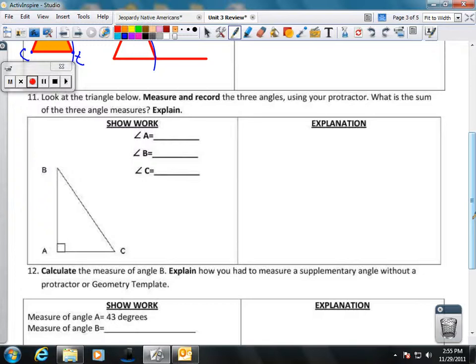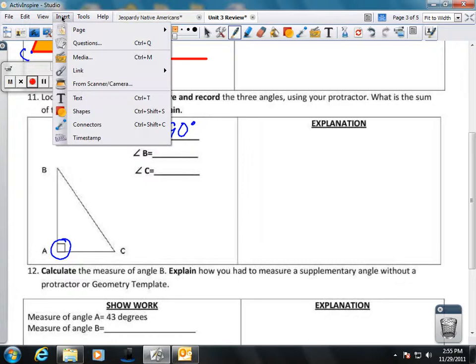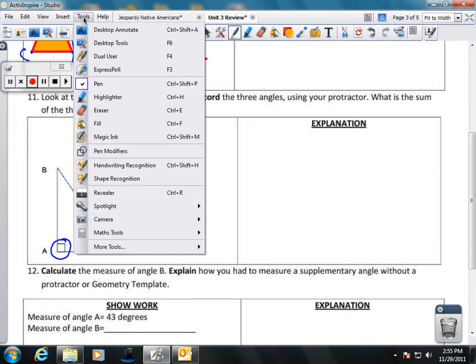Problem number 3 wants us to look at the triangle below and measure and record the 3 angles using your protractor. The first angle, I don't really need to measure because I know this measure right here is a 90-degree angle. So angle A is 90 degrees. Then I'm going to get my protractor. It's in my tools.